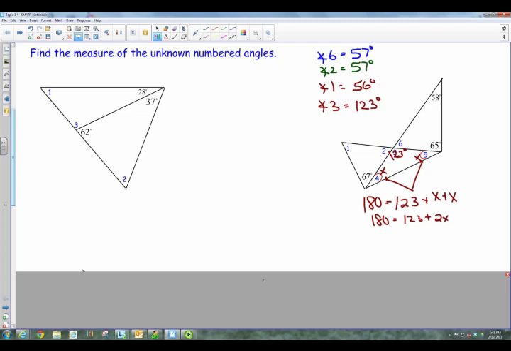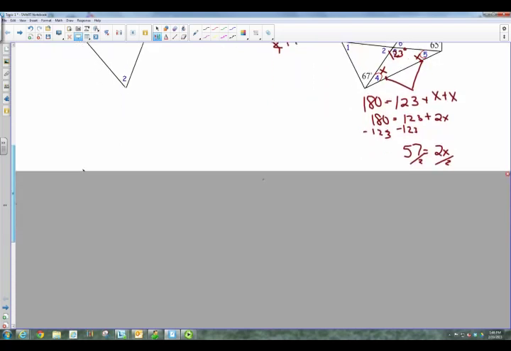And now you solve this. You take 180 minus the 123, and you've got 57 equals 2x, divide by 2. And angles 4 and angle 5, because they are the same, is 57 divided by 2, which is 28.5 degrees, and you now have all of your angles. Okay, so the fact that these add up to 180 is very helpful. You just pick two that you know, subtract from 180, that'll help you find the third.